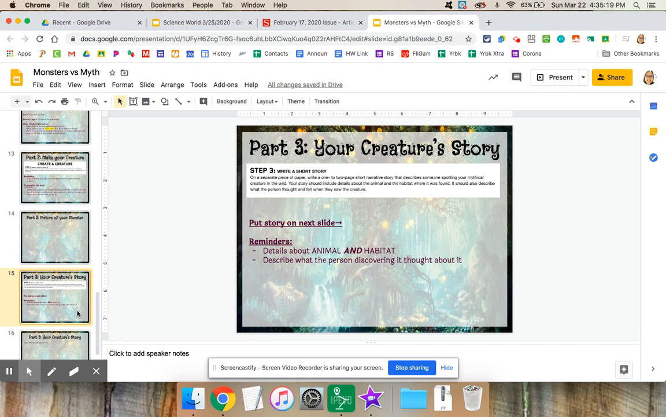So on a separate piece of paper, write a 1 to 2 page or 1 to 2 paragraph, at least, short narrative story that describes someone spotting your mythical creature in the wild. So this is from the perspective that they are walking through wherever it is in the wild. Is it they're on the shore of a lake? Are they in the woods? Where are they? And then they see your animal. Now, when they're telling us about this from their narrative, they're giving us details about what the animal looks like, what this habitat looks like that it was found in, and also what the person thought of and felt when they first saw the creature.